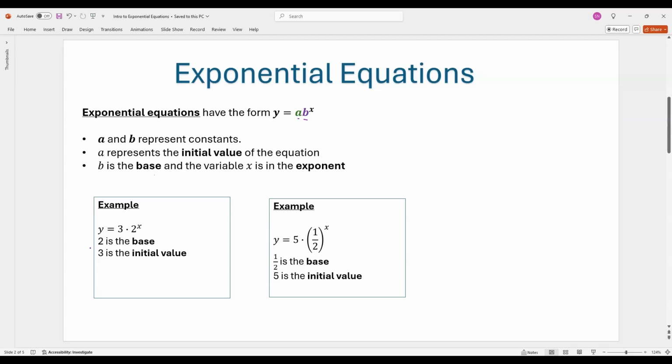For example, if we have the equation y equals 3 times 2 to the x, 2 is the base, because that's what's being raised to the exponent, and 3 is the initial value. If we have an equation like 5 times 1 half to the x, 1 half is the base because that's being raised to the exponent, and 5 is the initial value.